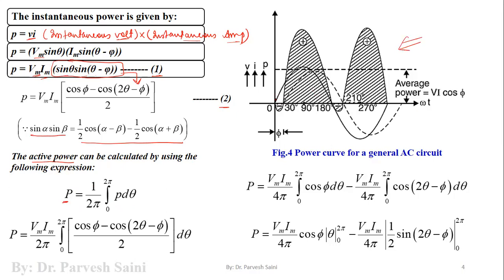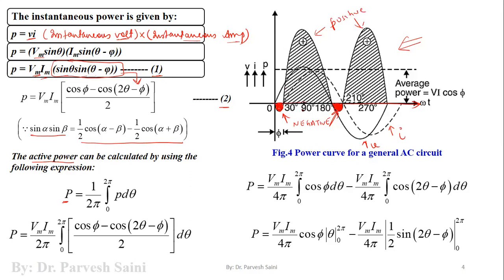As you can see here, there are two waveforms. This one is for the voltage, this one is for the current, and this one is for the power, right? There are two portions. This is the reference line, and we have a shaded portion here, and another shaded portion here, which is negative. So this and this are negative, and this and this are positive.